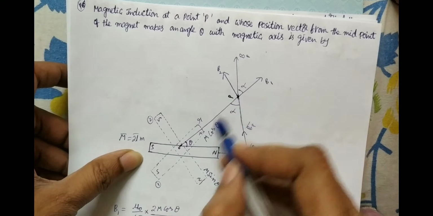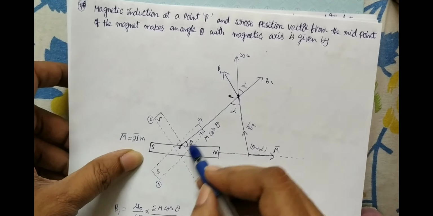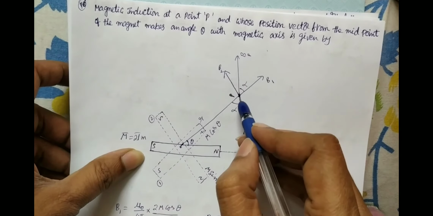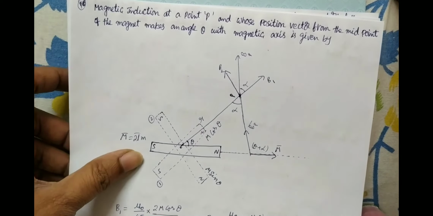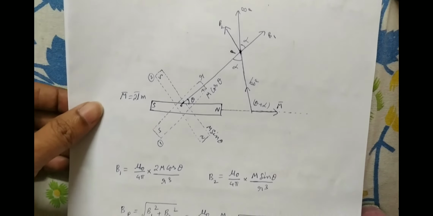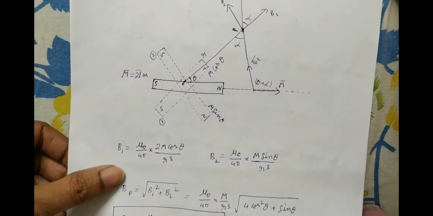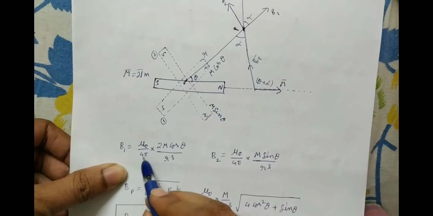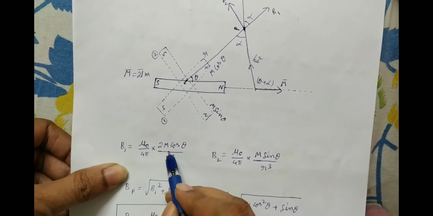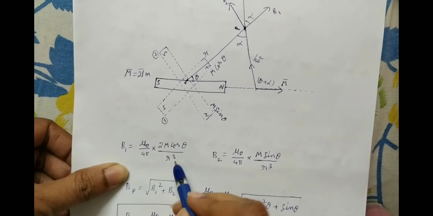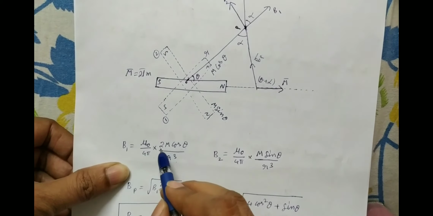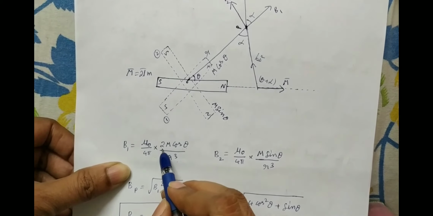That's why for first magnet 1 it is axial line, for this one it is equatorial line. And what is the formula for axial line magnetic field induction? Axial line due to first bar magnet at this particular point, B1 is equal to mu naught by 4 pi 2m cos theta by r cube. Why? Because magnetic moment is m cos theta. That's why we get m cos theta. On axial line we get 2 here.